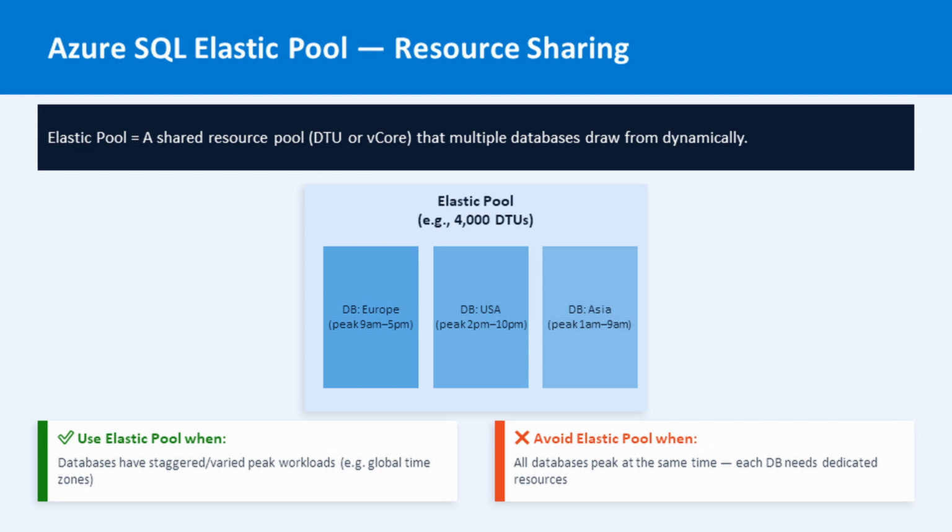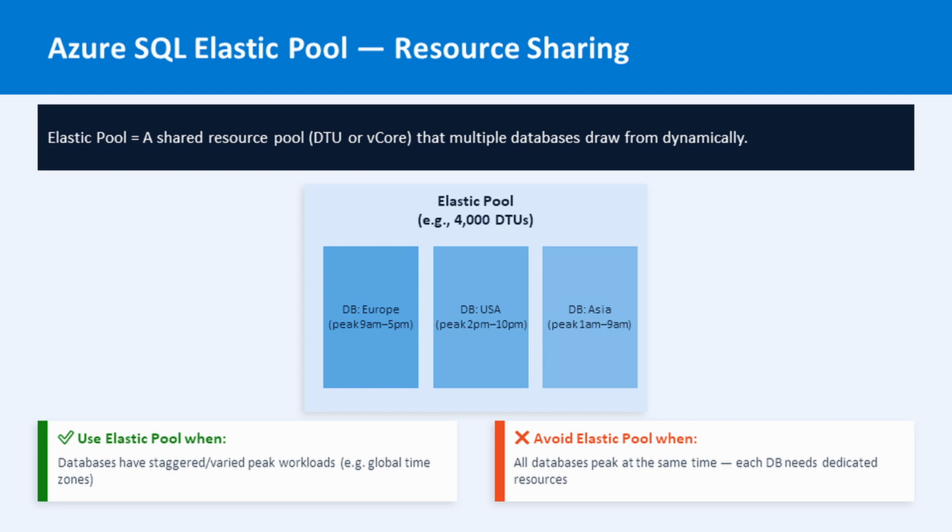Here is why this is powerful. Most databases do not have a constant, steady workload. They have peaks and valleys throughout the day. In a single database model, you have to provision enough resources for each database's peak, which means you are paying for capacity that sits idle most of the time. With an elastic pool, databases share resources intelligently. When one database is busy, it can temporarily consume more of the pool's capacity. When it is quiet, another database can use those resources instead.